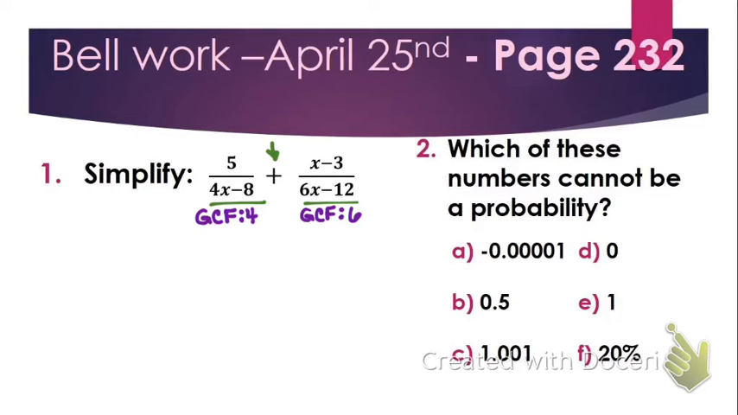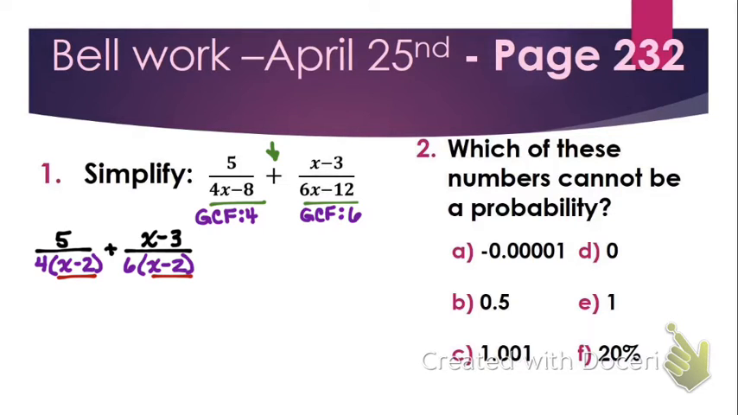So our first fraction would become 5 over 4 times what? What do we have left after we take the GCF out? X minus 2. Plus x minus 3 over, I'm going to take the GCF of 6 out, and what do I have left? X minus 2. So do they already have anything in common? X minus 2. So I need to give them the same denominator.